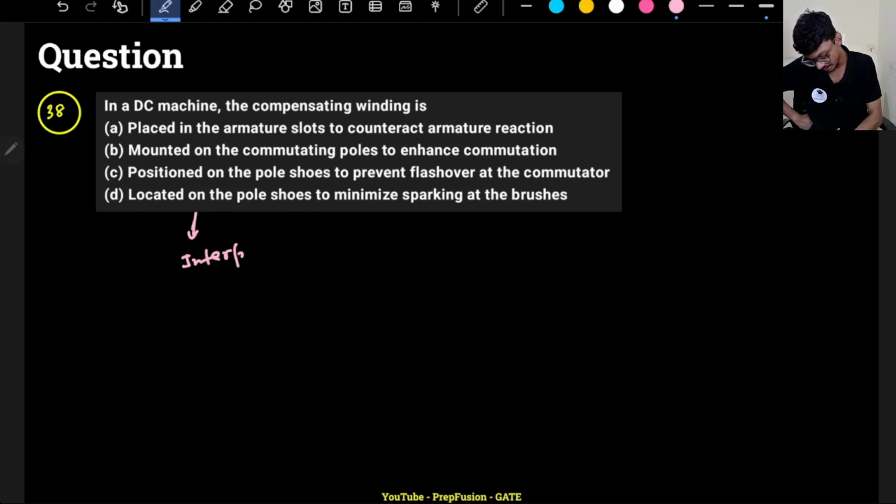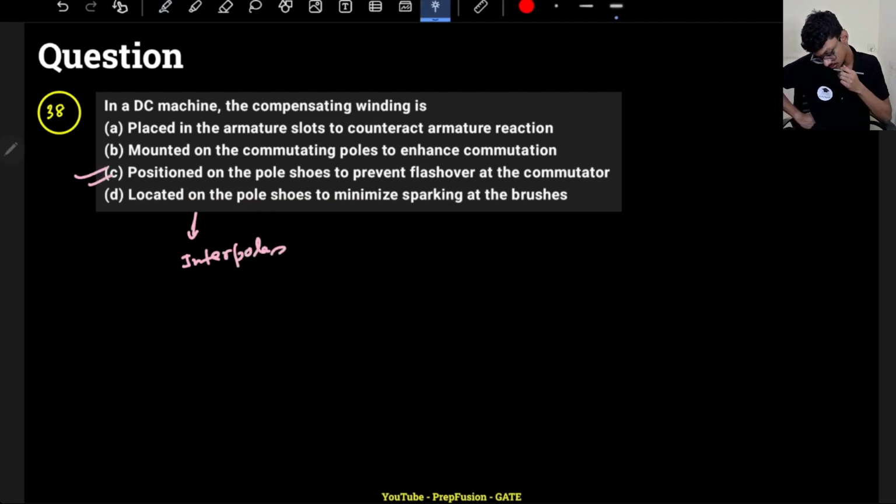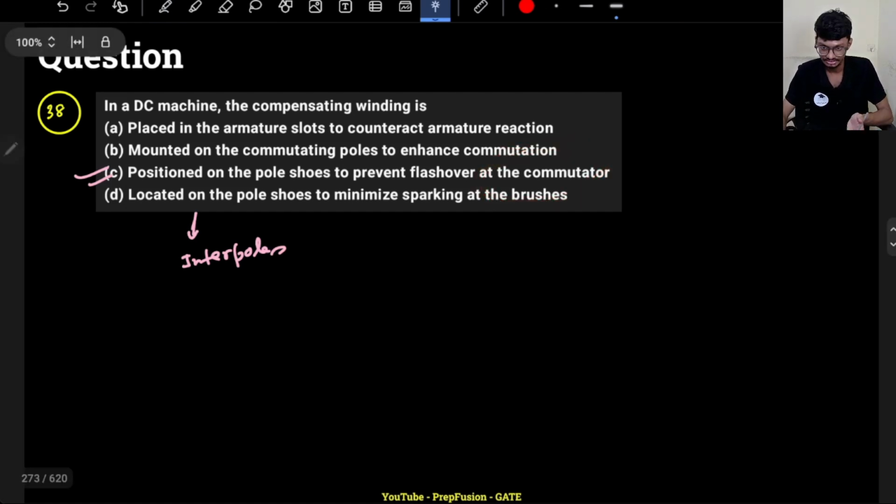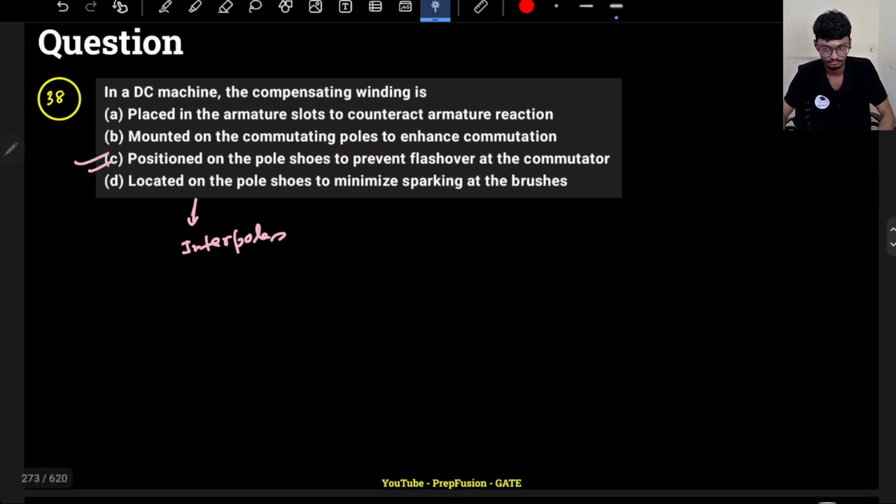Compensating windings are located in the pole shoes, in the field poles. Actually, they are mounted on the field poles only, not placed in the armature slots. Out of all the four options, only option C will be correct, because of course compensating winding is not placed in the armature slots, and they are not mounted on the commutating poles. So option C will be the correct answer.